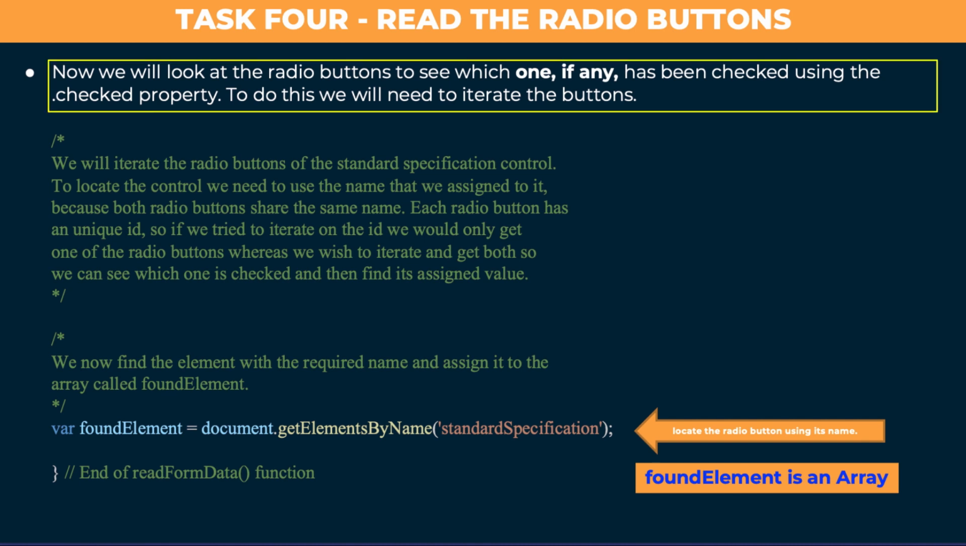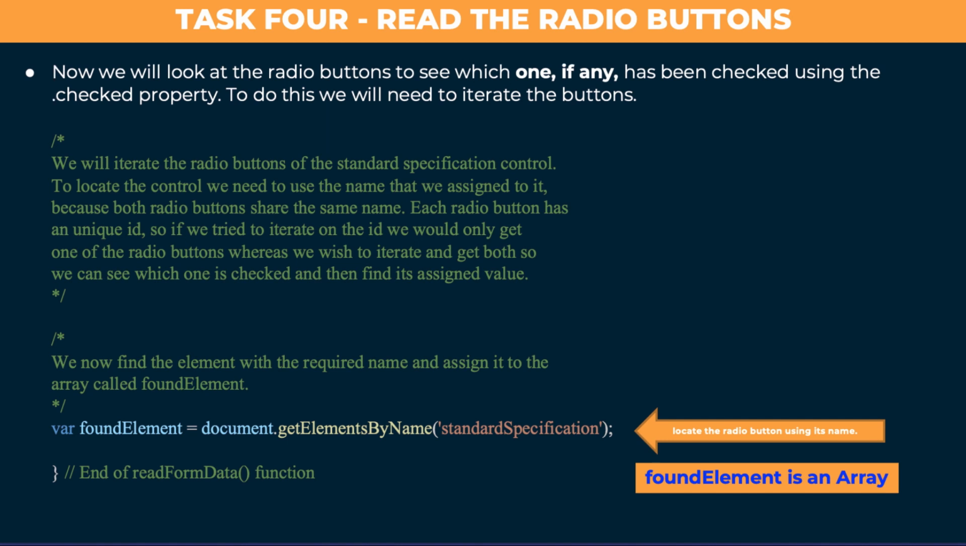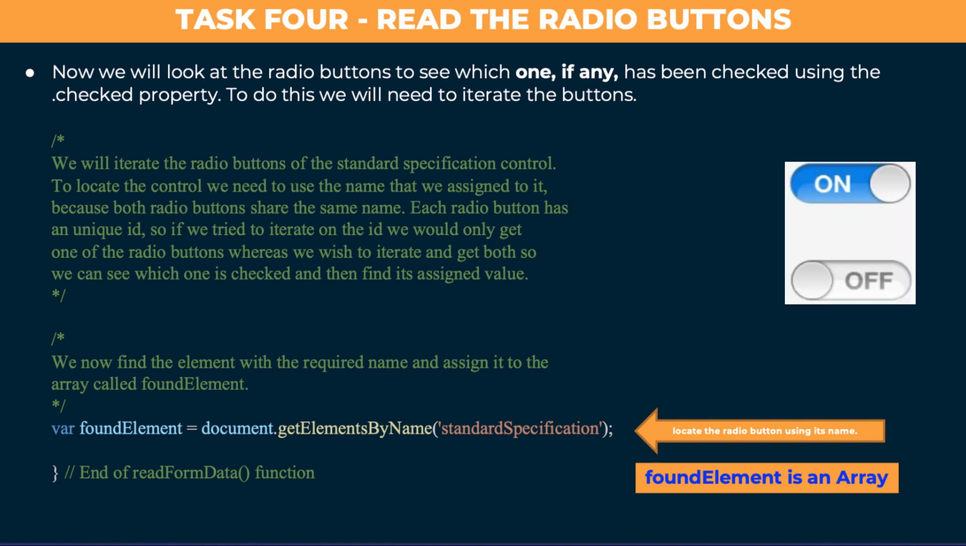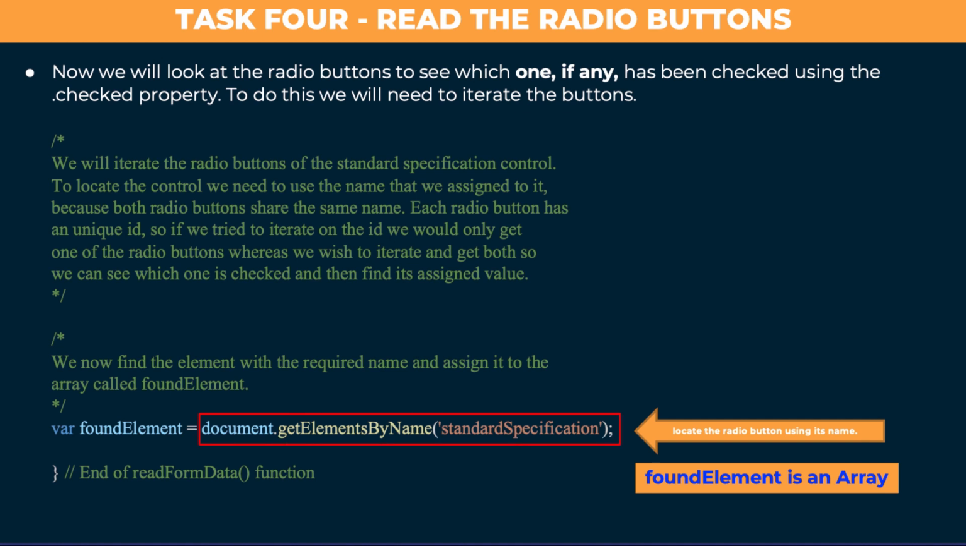Now we will look at radio buttons to see which one, if any, has been checked. And radio buttons are slightly different because radio buttons mean that one can be on or off, but we can't have the 2 or the 3 radio buttons on. So radio buttons are really grouped, and therefore what we have is we have one of them. So the first thing that we need to do is we need to find the element by name rather than ID, because each one of them are different. So what we want is to get them by name.